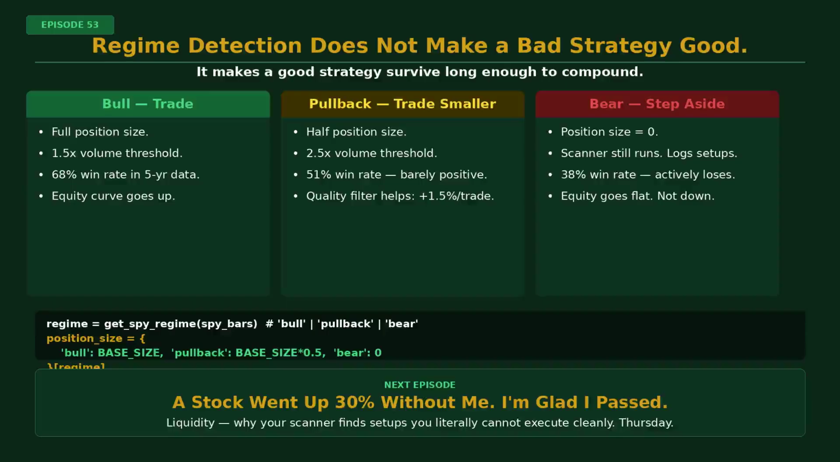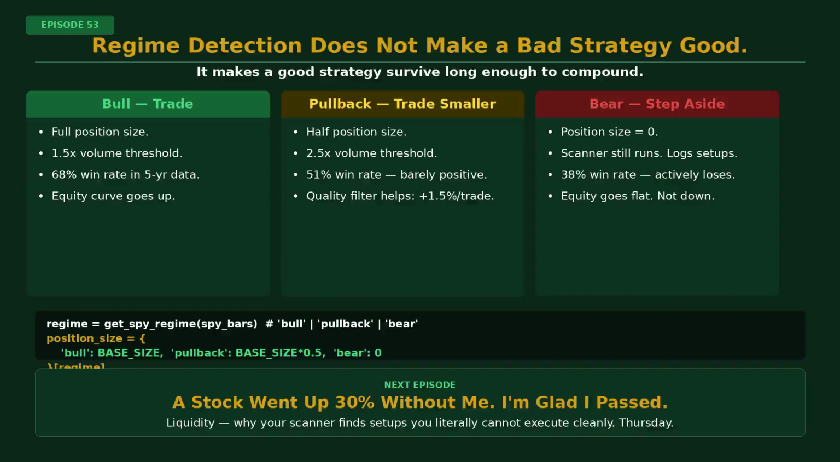It buries the fact that your strategy has a 68% win rate in one environment and a 38% win rate in another. And if you do not know which environment you are in before you size your positions, you will keep getting surprised by the bad years. Regime detection does not make a bad strategy good. It makes a good strategy survive long enough to compound.